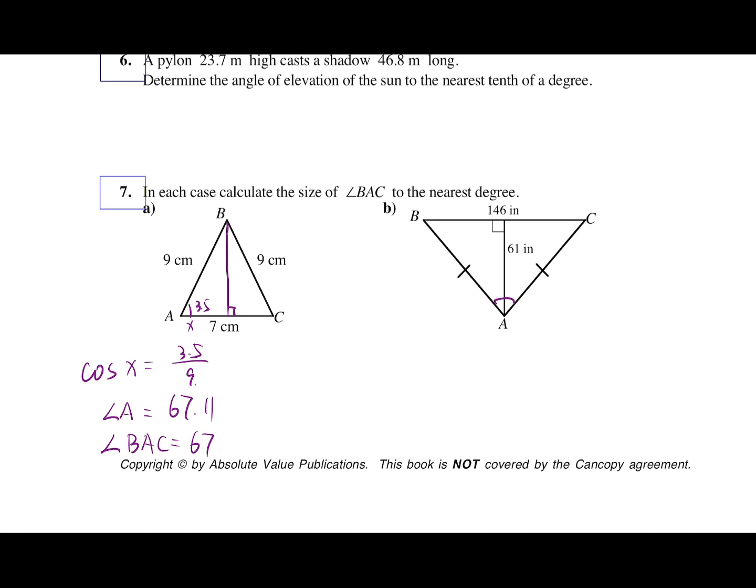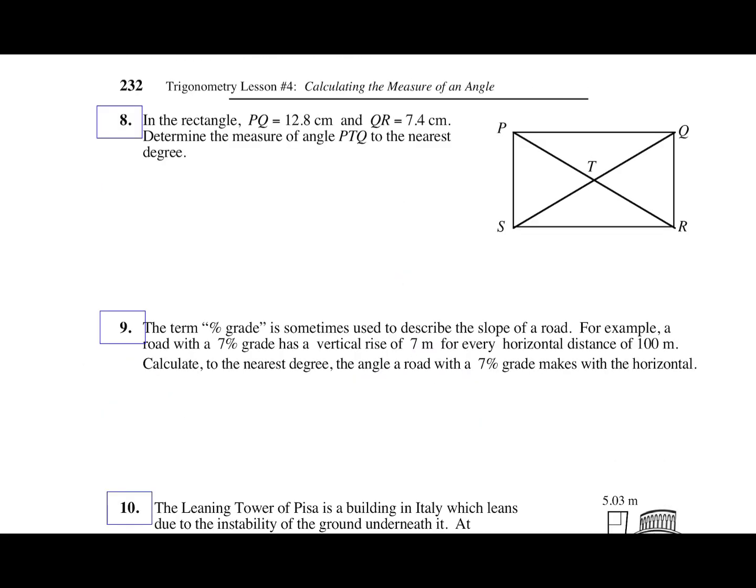And for B, we need to find BAC, but this is isosceles, so we can just find one part and then double it. BC is 147, so half is 73, and the height is 61, so we can use tangent. x equals 73 divided by 61, so x equals 50.11, and then angle BAC equals 2x, which is 100 degrees.